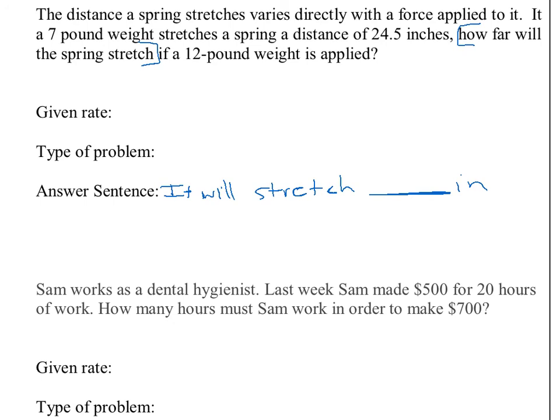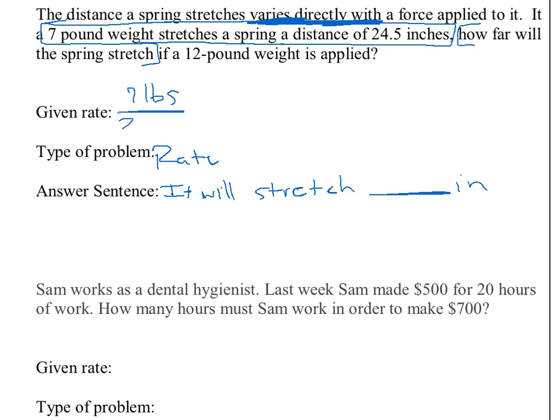Leslie. So from the problem, this is actually this long thing here. We should have underlined the words varies directly with. That's what should have indicated to us that this was a rate problem. And then we find the rate itself, which is 7 pounds for every 24.5 inches. We also could write that the other way.